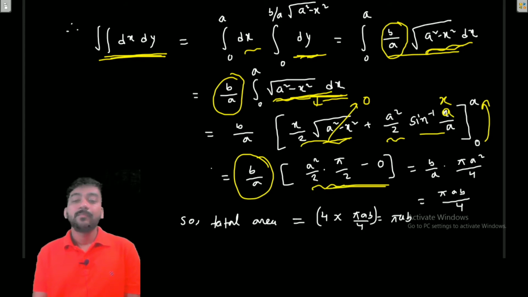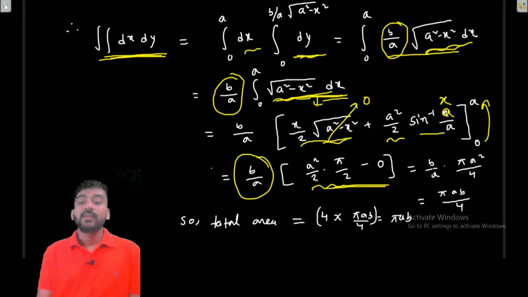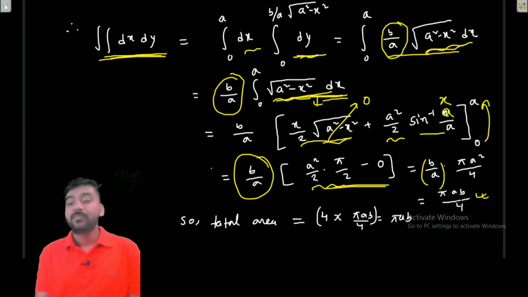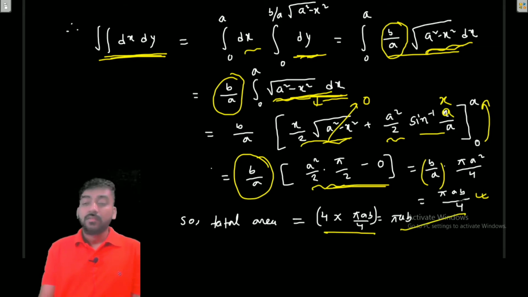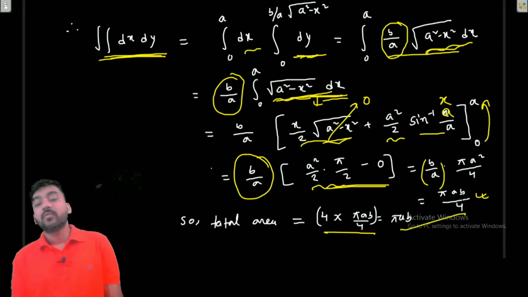So this will be the result of this integration, that is b by a into pi square by 4, that is pi a b by 4, as we expected. We know the area of the ellipse, and the total area will obviously be 4 into pi a b by 4, that is pi a b. So the area of the ellipse we know is pi a b, and so obviously for one quadrant it will be pi a b by 4.